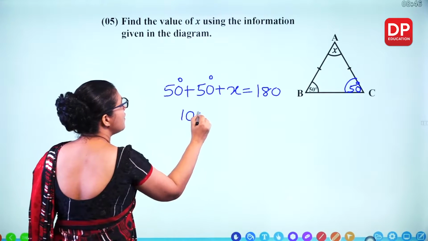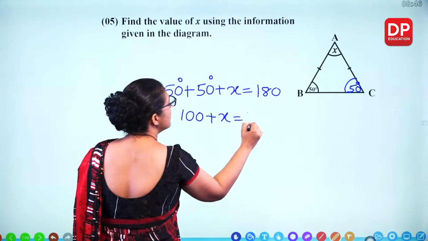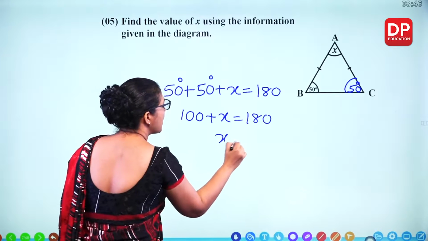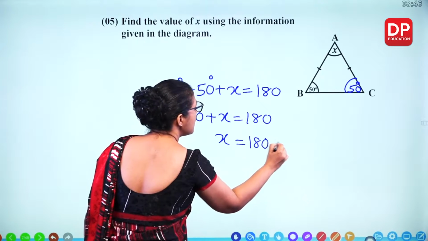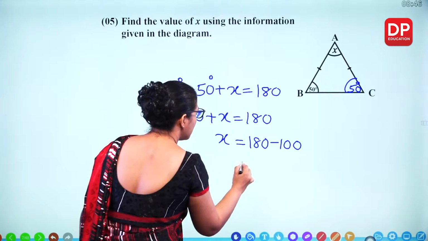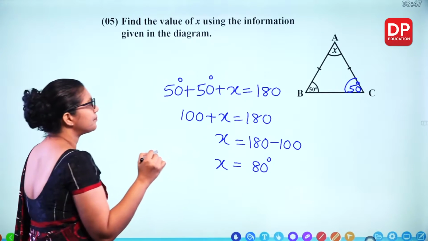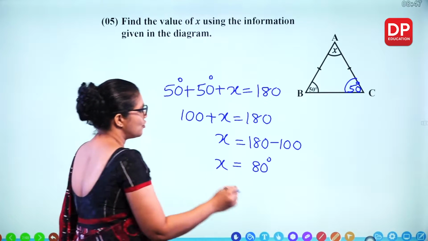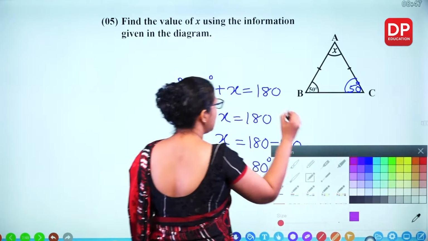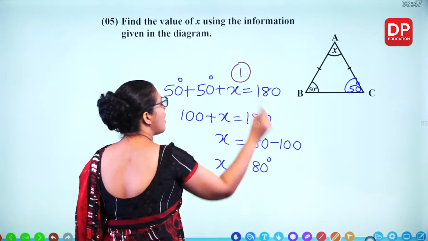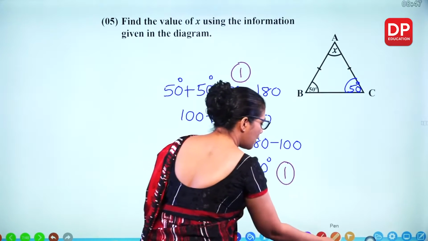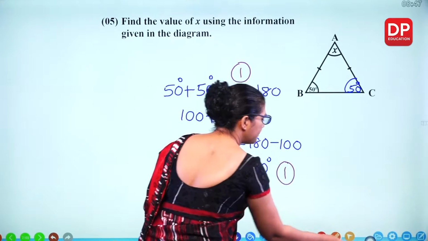50 and 50, 100. So x becomes 180 minus 100. You get 80 degrees. So 2 marks for that. Identifying this one, 1 mark for the final answer.